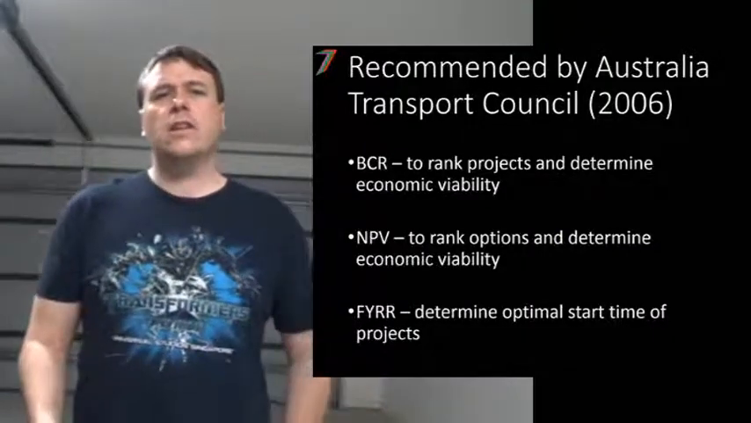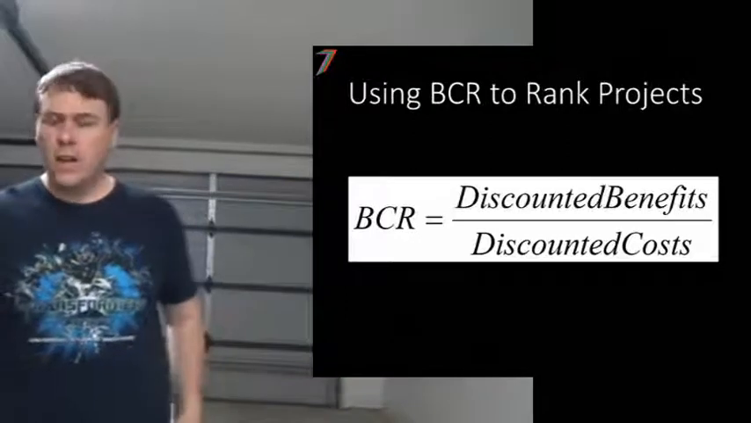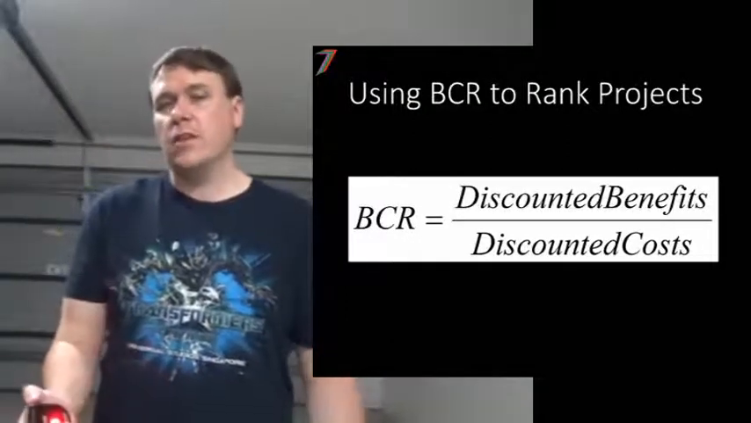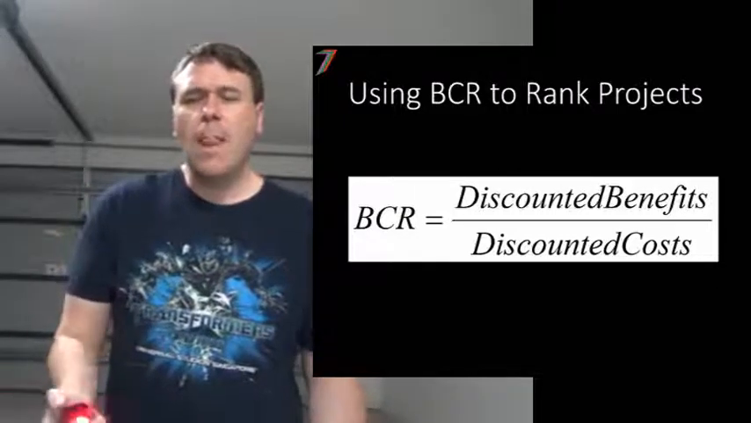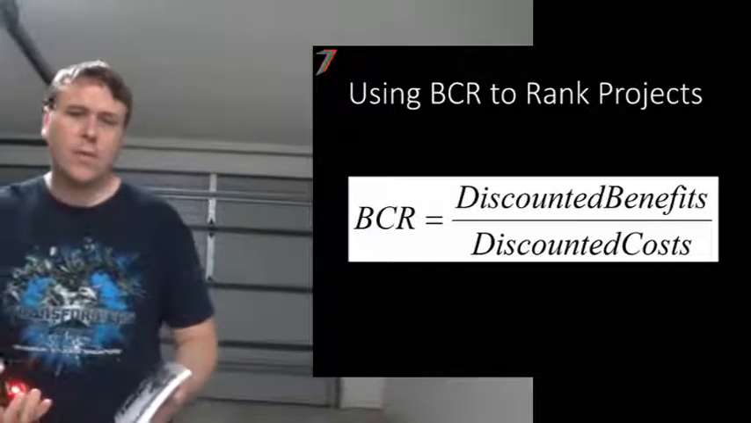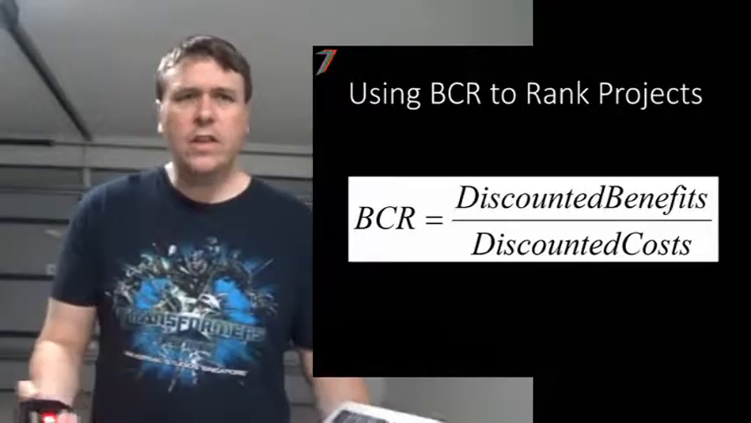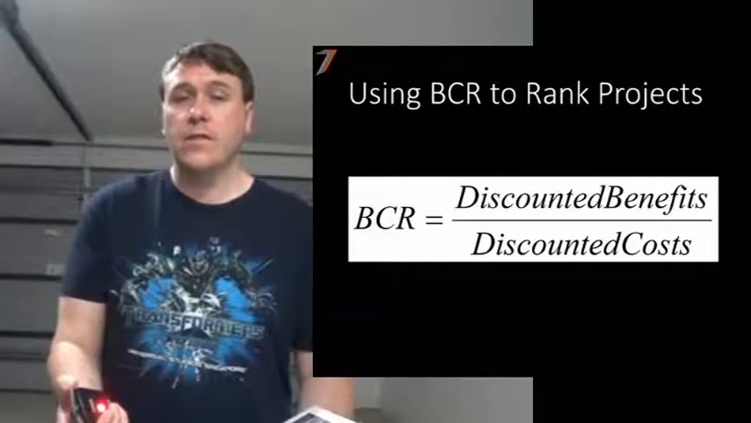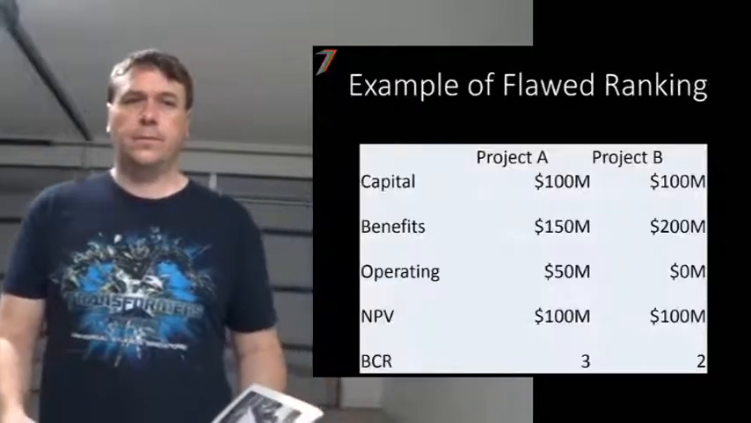Okay, so what is the benefit cost ratio? Just quickly here we've got the formula. As I mentioned earlier, it's discounted benefits divided by discounted costs. It sounds fairly simple. There are some variations that could create a bit of confusion when we talk about operating costs, but for the sake of this presentation, we'll just simply say it's discounted benefits by discounted costs.